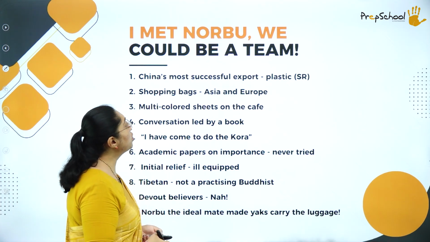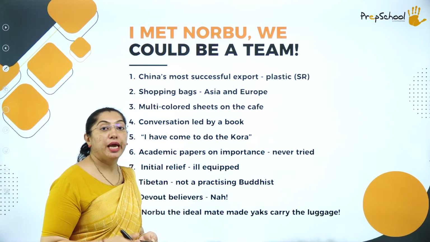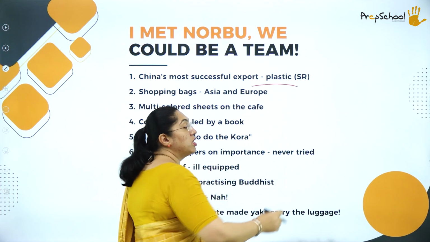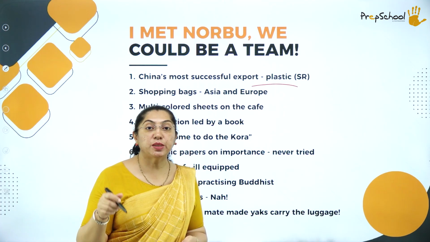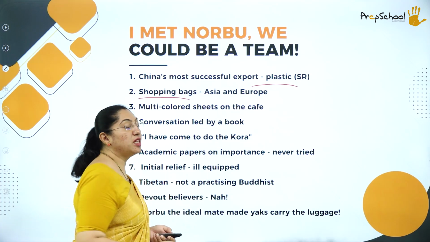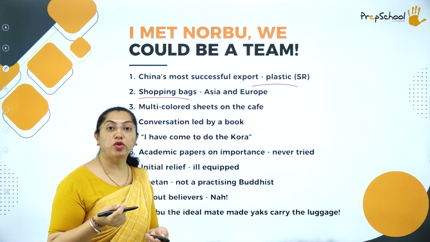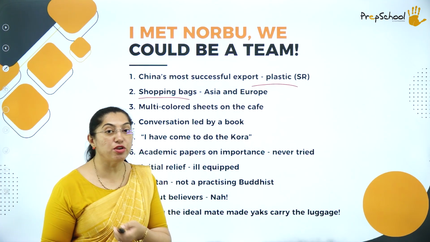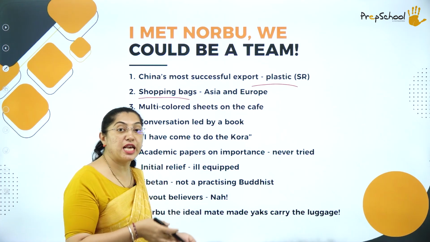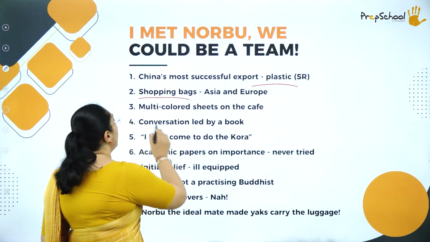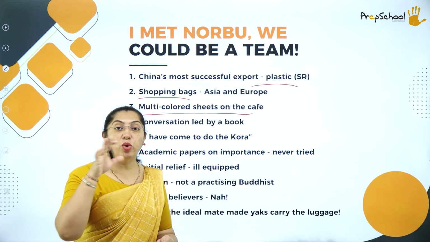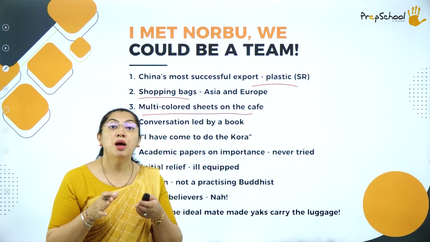It is China's most successful export. He sees one of the cafes there, and that cafe is made out of plastic, because plastic is the most exported thing in China. You can see shopping bags made out of plastic, which we are not supposed to use, but even then we do. These shopping bags are made of plastic, and the plastics are exported from China. There were multicolored sheets on the cafe. The cafe was covered with sheets, and those sheets were multicolored.